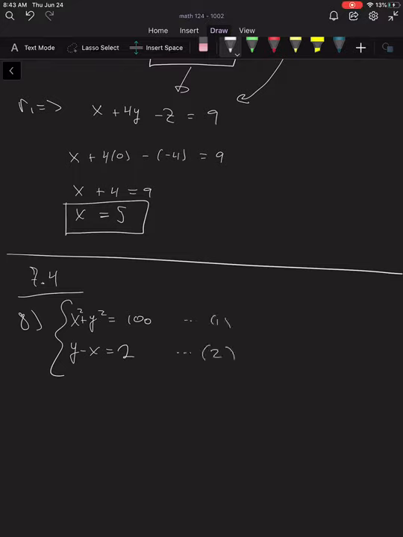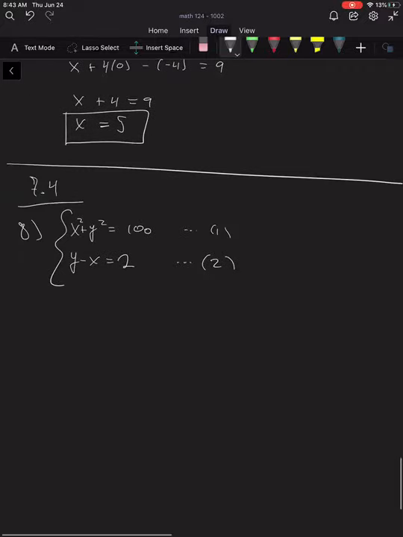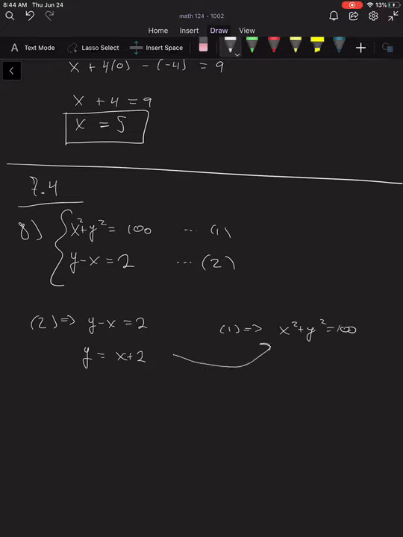We want to solve for a variable. The easiest one to choose is equation number 2. We get to solve for either x or y. If we look at equation number 2, y minus x is equal to 2, we can easily solve for y here. We just get y is equal to x plus 2, just by adding the x over. So now we're going to take our equation 1, and we're going to plug this y value into here.